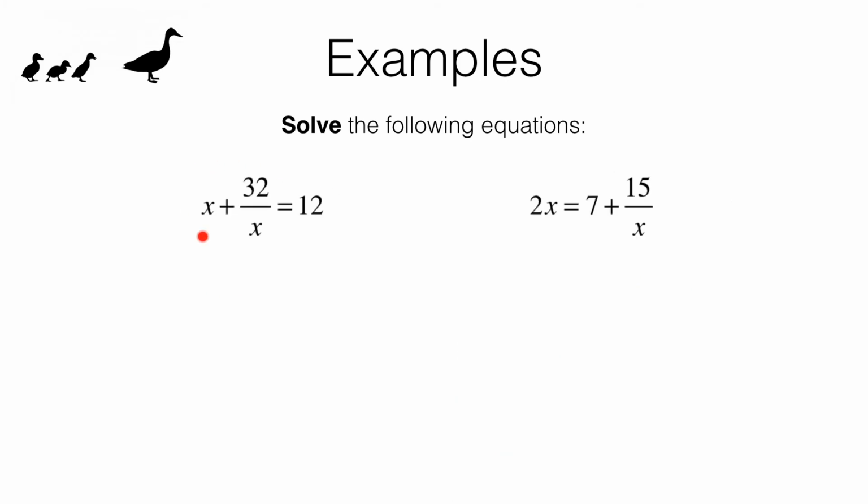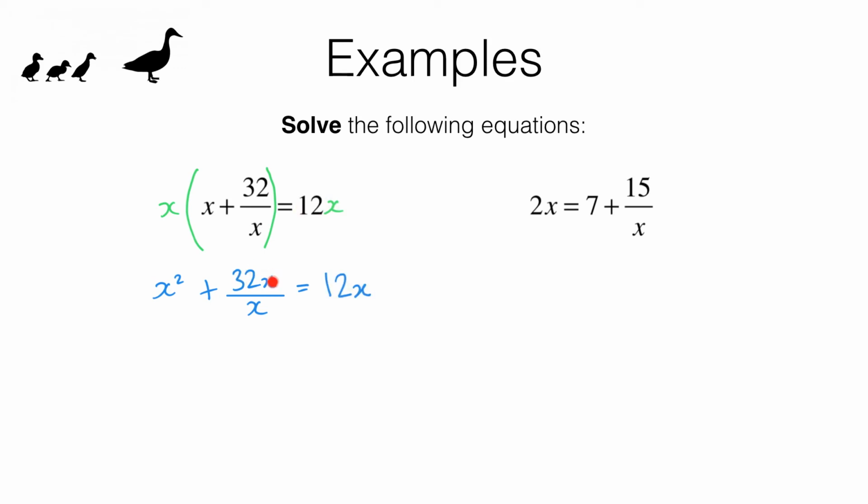Let's have a look at this next one. We've got an x in the denominator here, so maybe we should multiply through by x in order to eliminate this denominator. If we do that, we get x squared plus 32x over x on the left hand side and 12 multiplied by x on the right, which is just 12x.